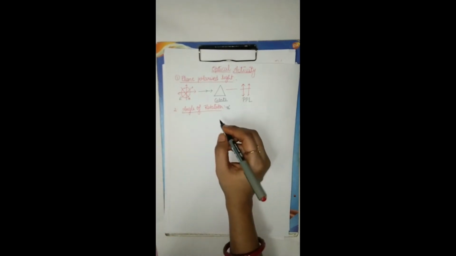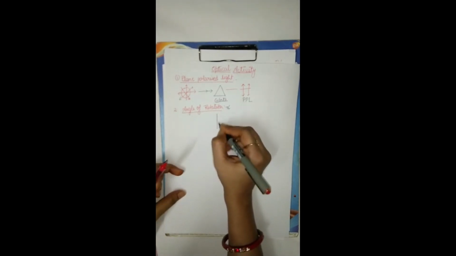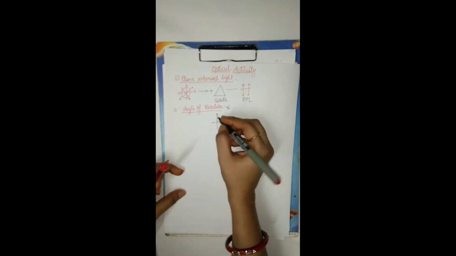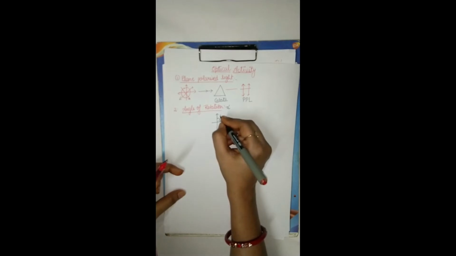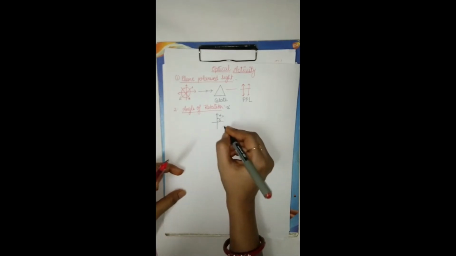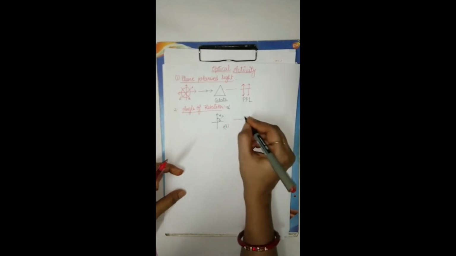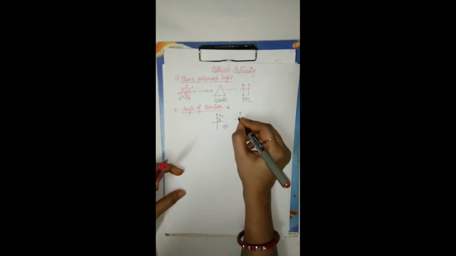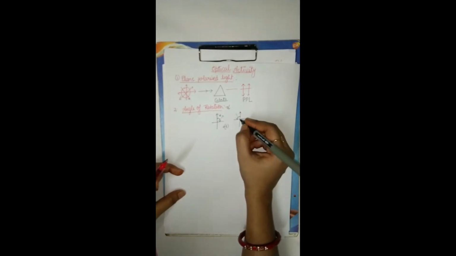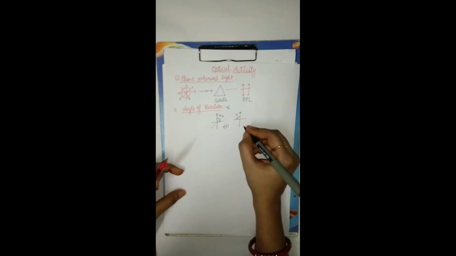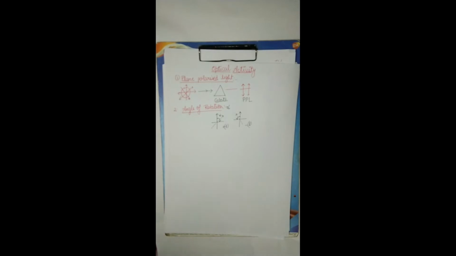I am telling you what the angle of rotation is. There are two rotations. If it moves in the clockwise direction like this, this is dextrorotatory, written as plus D. If it moves in the anti-clockwise direction like this, it is called levorotatory. Okay students, this is levorotatory. It is written as negative L. This is the angle of rotation.